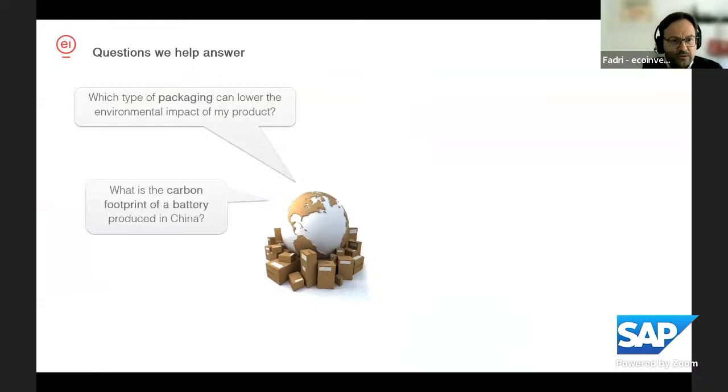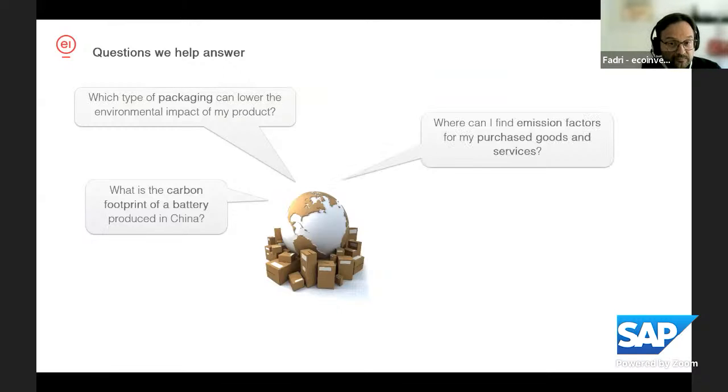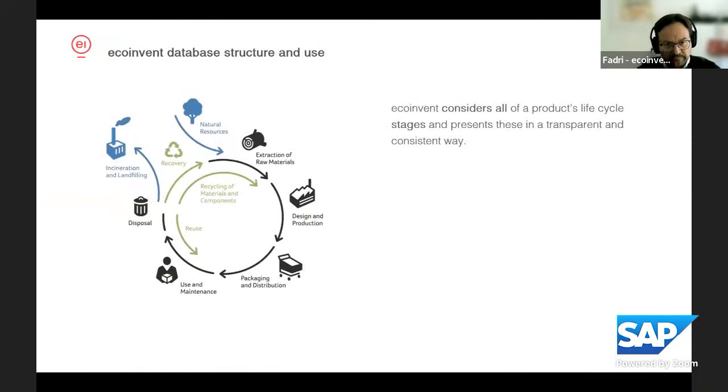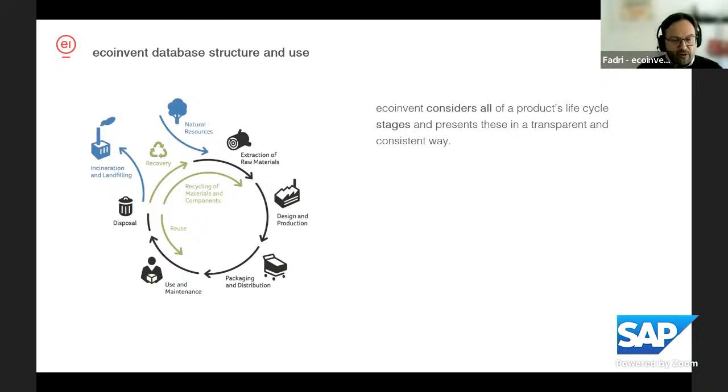Or what is the carbon footprint of a battery produced in China? Or where can I find emission factors for my purchased goods and services? Or another one, what is the real climate impact of aluminum production? So ecoinvent provides answers to all these questions. Now, how does that work? As you can see from the diagram, it's pretty straightforward.